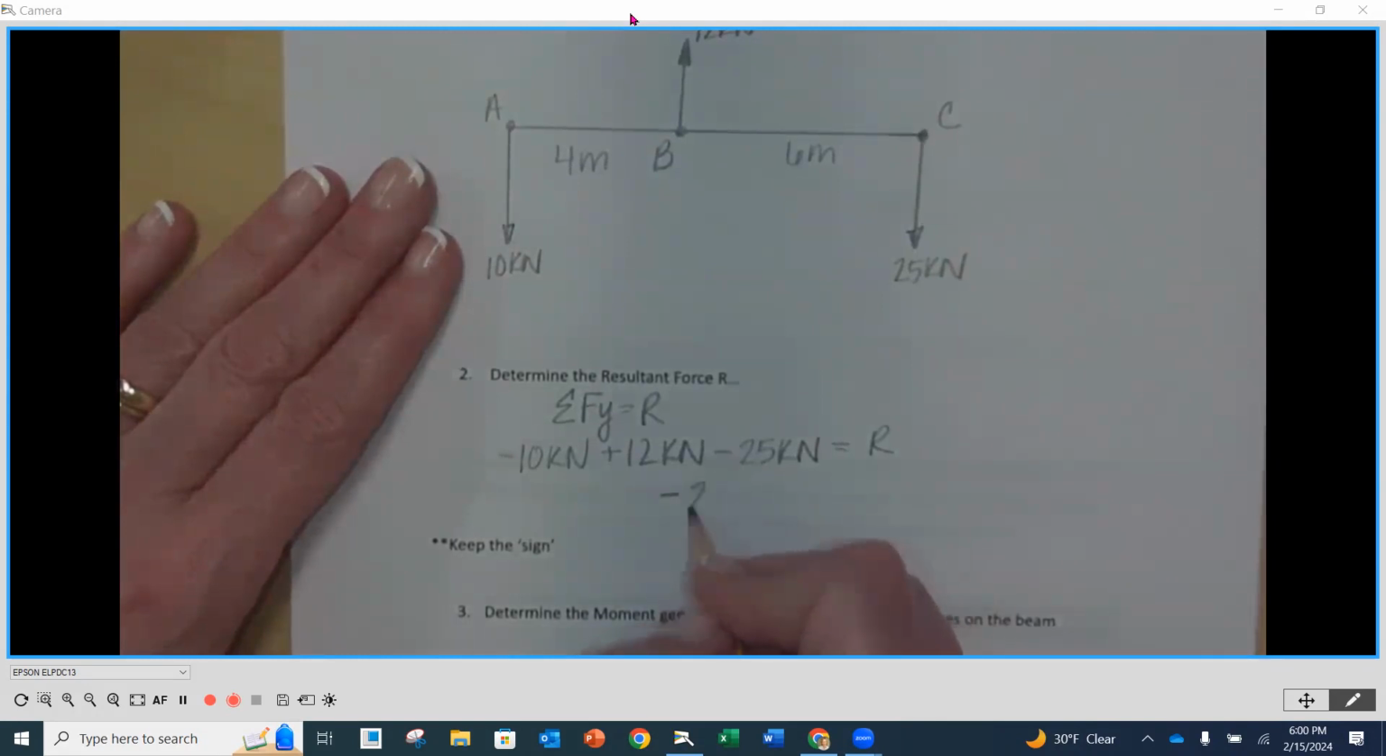Is that right? Sounds correct. 23. Thank you, Josh. And Jack.